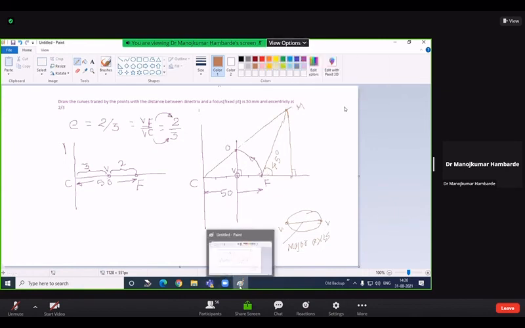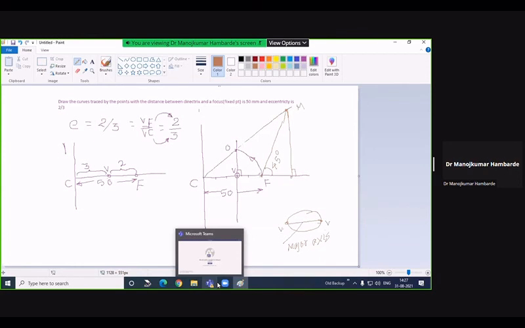Yeah, am I audible? So what was the major axis, from V to, yeah, which point? Hello, your voice is low. Major axis. Am I audible? Yes. So the major axis is from V to which point? V to V means end point.